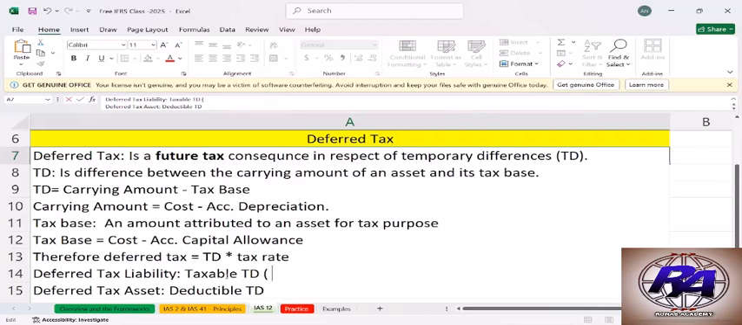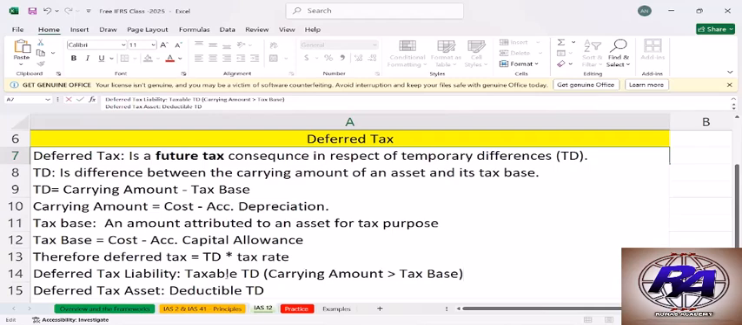Anytime you compute your carrying amount of the asset, when the carrying amount is greater than your tax base, what we get is taxable temporary difference. So when you compute your carried amount and it is $100,000, you compute your tax base and it's $90,000, you see the tax base is lesser. Anytime your carried amount is greater than the tax base, what you get is what we call taxable temporary difference.